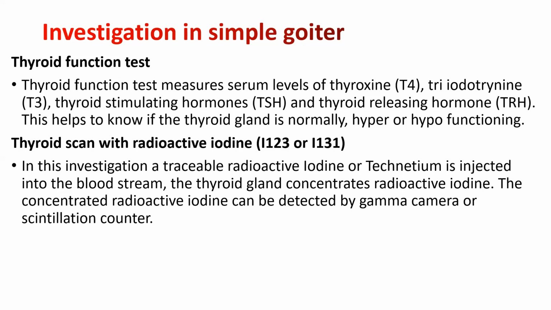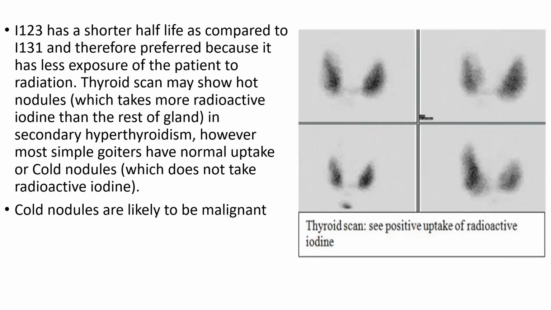It goes through the bloodstream to the thyroid gland and concentrates over there. This concentrated iodine can now be detected by a gamma camera, or sometimes we call it a scintillation counter. You take a picture over there. Sometimes we prefer iodine 123 to 131 because it has a short half-life. This thyroid scan can show nodules, which take up more radioactive iodine than the rest of the gland, in secondary hyperthyroidism. However, most simple goiters have no uptake, a cold nodule, which does not take up radioactive iodine.